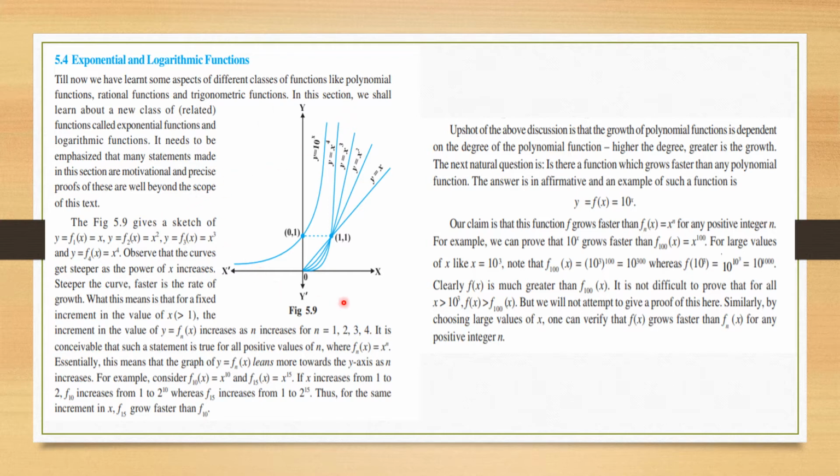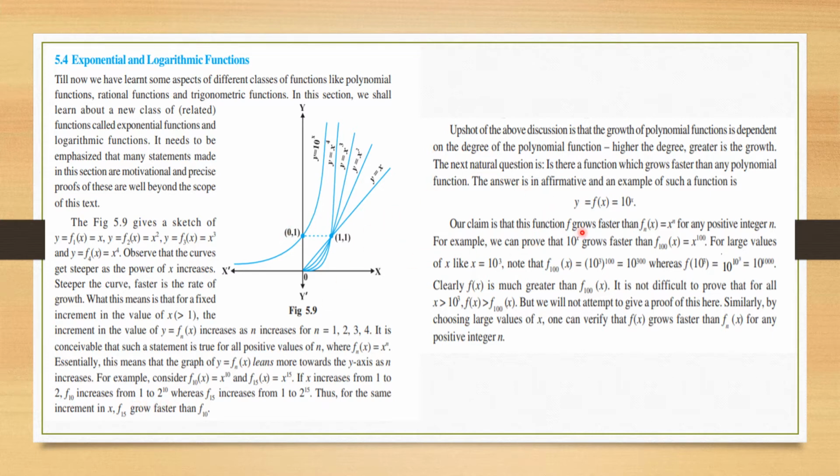This is the figure in which we have plotted a few graphs. You are familiar with the graph of y is equal to x. When we plot the graph of y is equal to x cube, it is like this. This is y equal to x squared, y equal to x to the power 4, and y is equal to 10 raised to power x. You see, as the power of x is increasing, the graph is getting steeper.